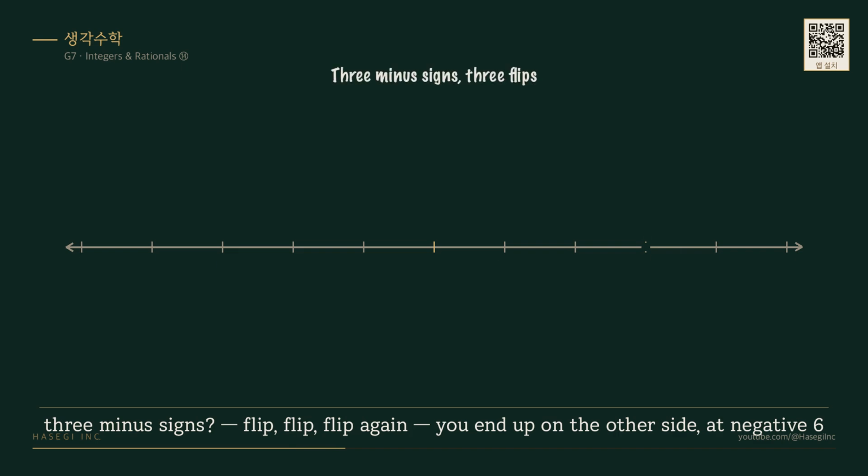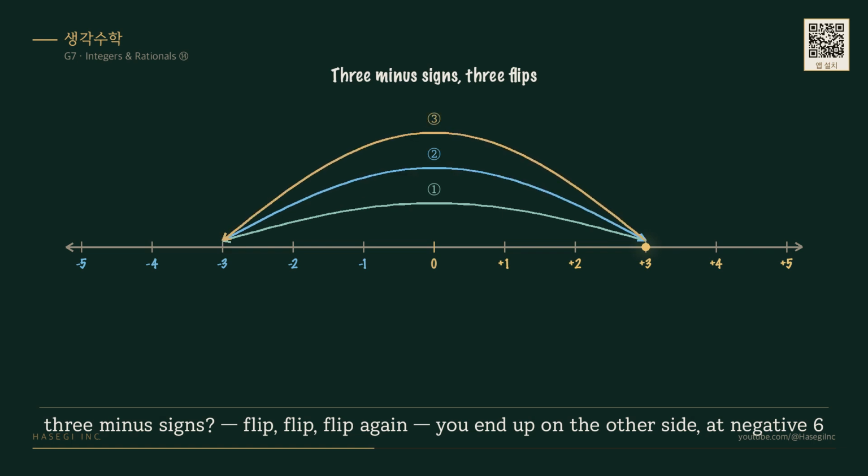Then what about three minus signs? Flip, flip, and flip again. You end up on the other side. So negative 1 times negative 2 times negative 3 is negative 6.